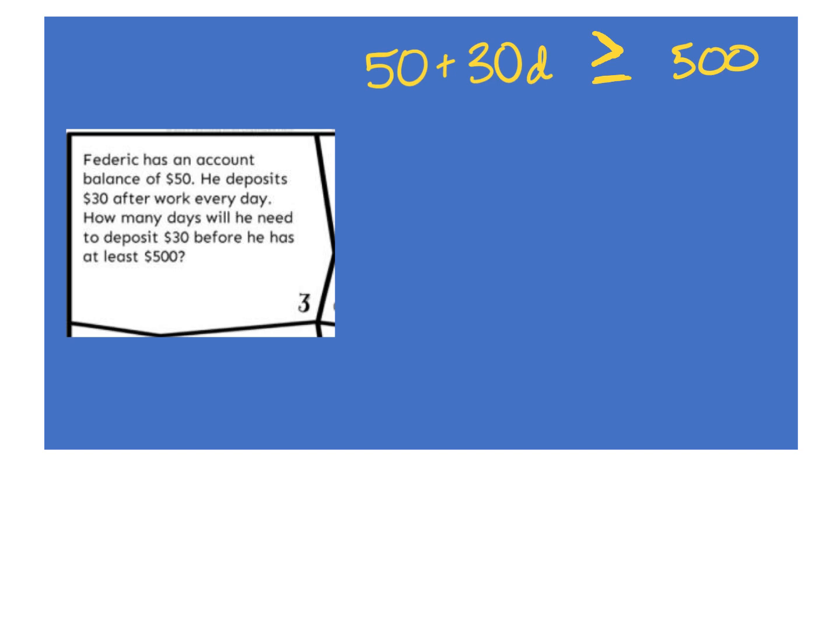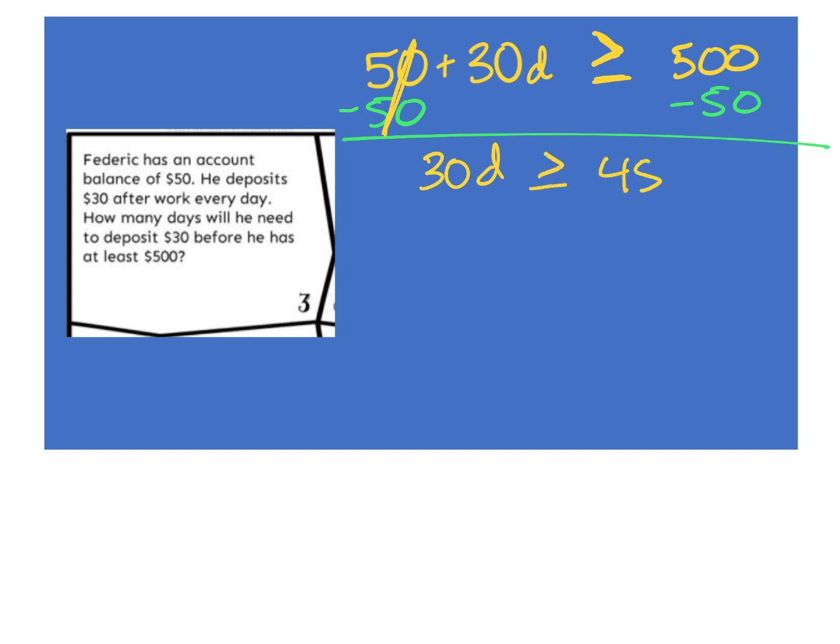Now, from here, do we have enough in us to solve this equation? Yep. First thing I'm going to do, since 30D is all my variables, I'm going to subtract 50. 30D is greater than or equal to 450. And then, to get D by itself, I want to divide both sides by 30. Once that happens, I get D is greater than or equal to 15.